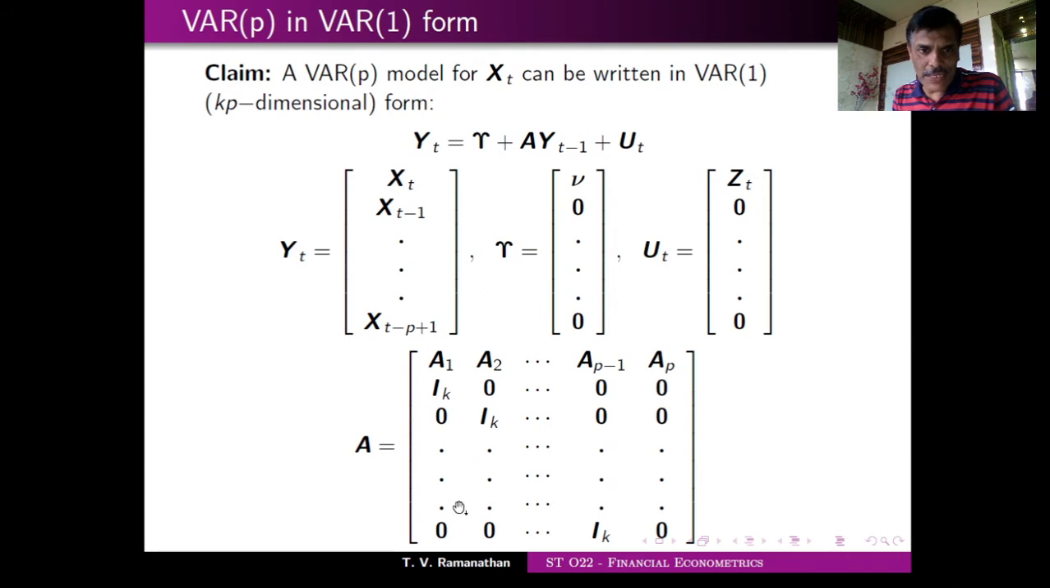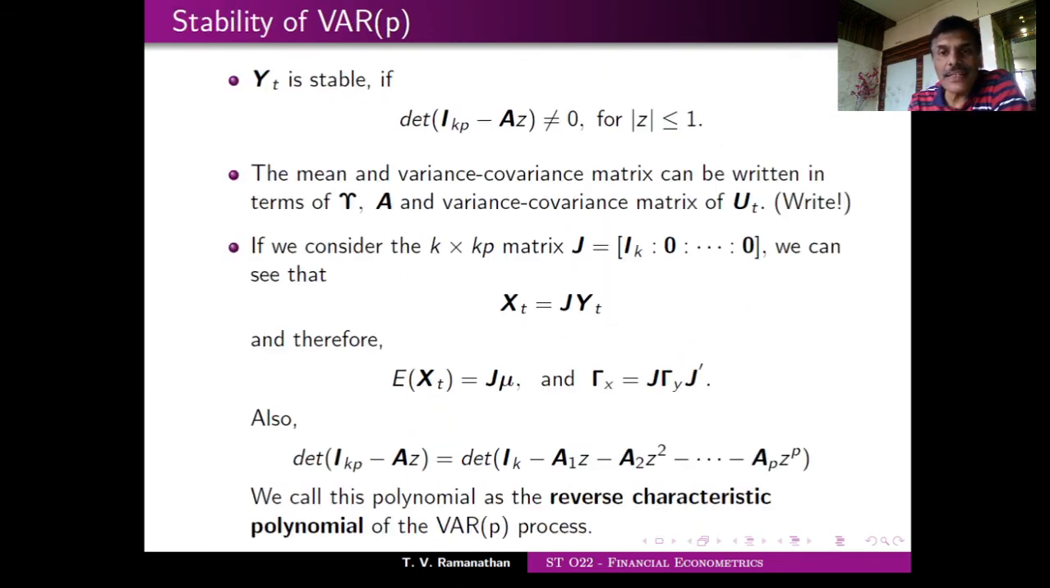Okay, so if you define these matrices appropriately, using the matrices of the VAR(p), I am putting them together and forming a new single matrix of kp by kp, and then I will be in a position to write this as a VAR(1). Now, once it is VAR(1), I can discuss the stability as the determinant of I minus Az. This is very simple because for VAR(1) we have already studied this. So this is stable if the determinant of I_kp minus Az is not equal to 0 for |z| less than or equal to 1. So we will be able to get this.